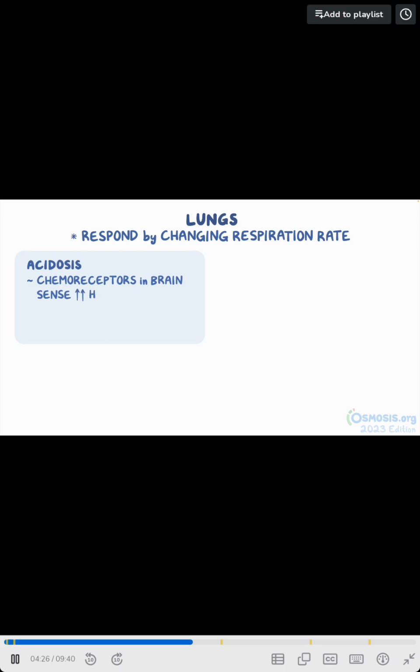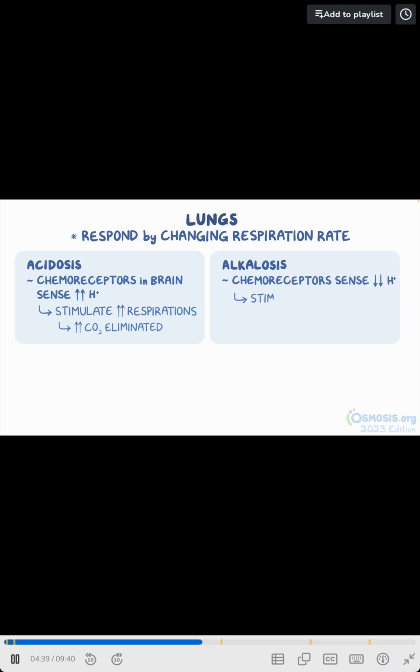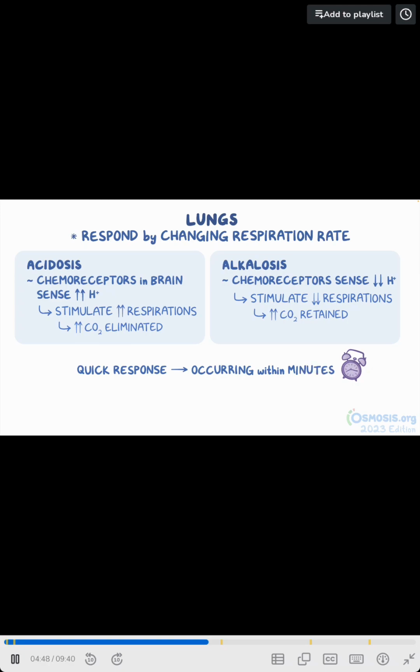So, the lungs are the second line of defense, which respond to shifts in pH by changing the respiration rate. With acidosis, chemoreceptors in the brain sense a high concentration of hydrogen ions and stimulate an increase in respiration so more CO2 is eliminated from the body. Alternatively, with alkalosis, chemoreceptors sense a low concentration of hydrogen ions and stimulate a decrease in the respiratory rate so more CO2 is retained. This is a quick response, occurring within minutes of acid-base alterations.